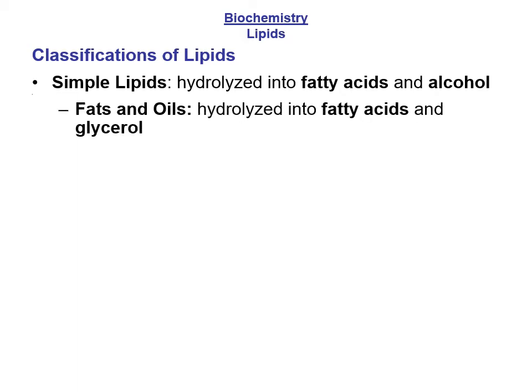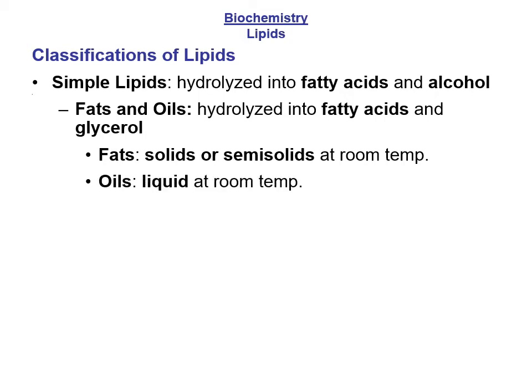Fats and oils tend to get hydrolyzed into fatty acids and glycerol. So fatty acids, again, are monocarboxylic acids. Glycerol or glycerin is a trihydroxy alcohol. Fats are considered simple lipids that are solid or semi-solid at room temp. Oils are simple lipids that are liquid at room temp. That's kind of the difference between them.